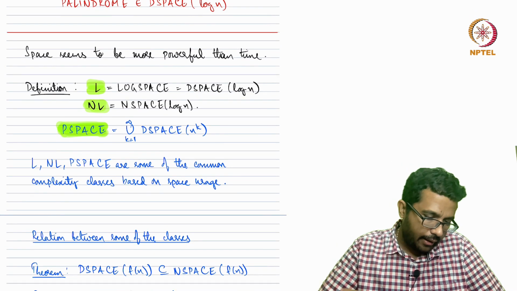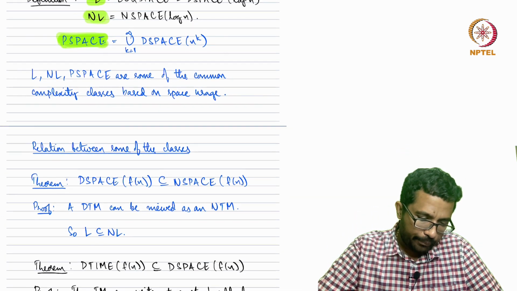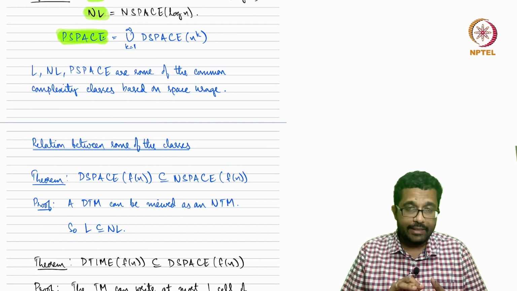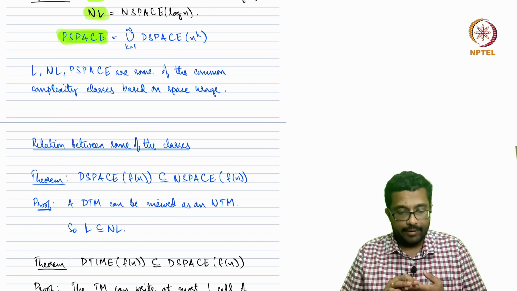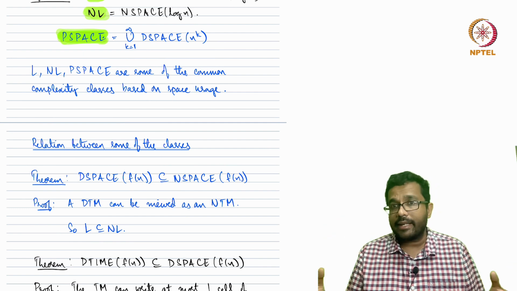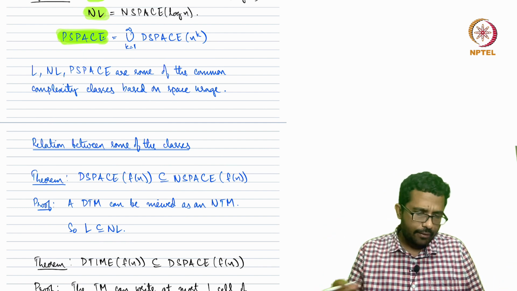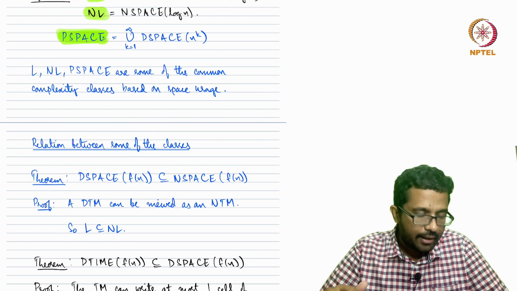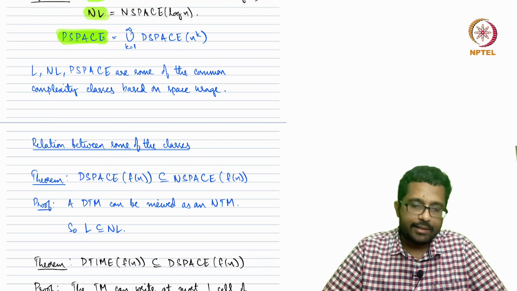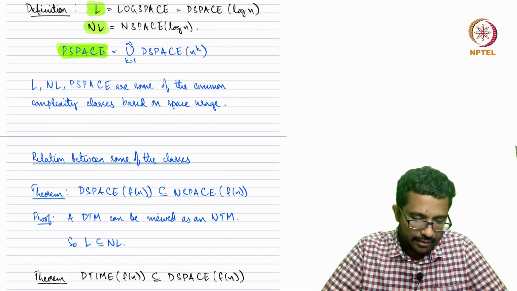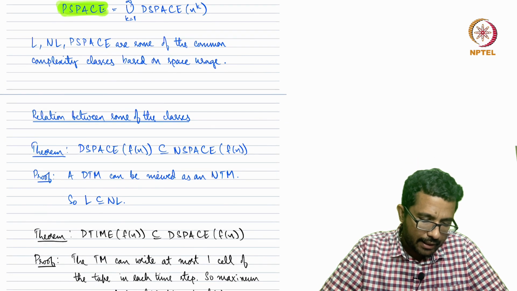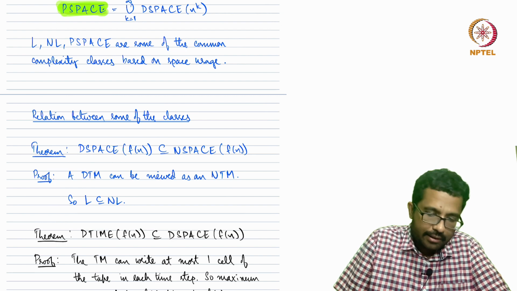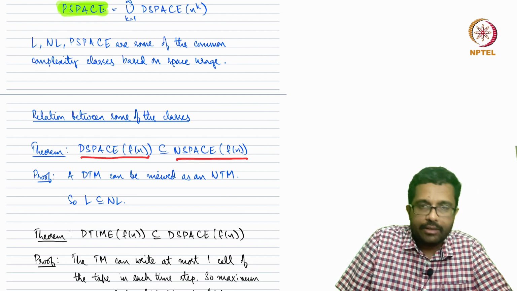Now, having explained all of this, we have defined things in terms of time, things in terms of space, deterministic, non-deterministic. Now let us see how these classes compare against each other. Many of them are simple, but some of them require some amount of cleverness. So we are going to see some relations between complexity classes based on time, space, etc. First, for any function f(n), DSPACE(f(n)) is contained in NSPACE(f(n)).